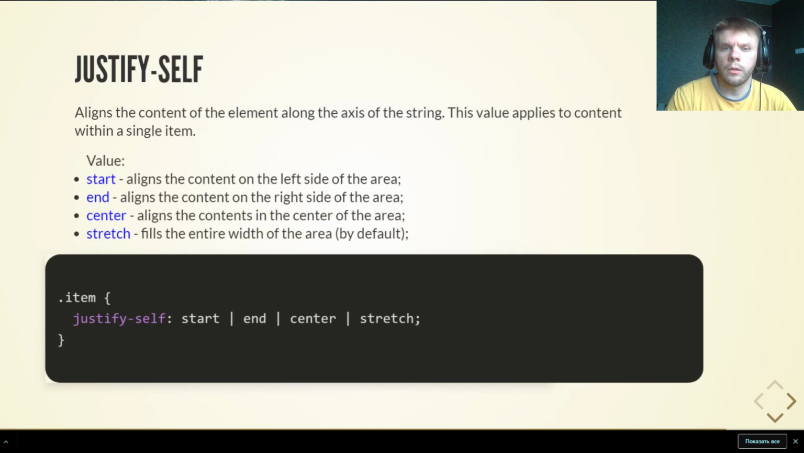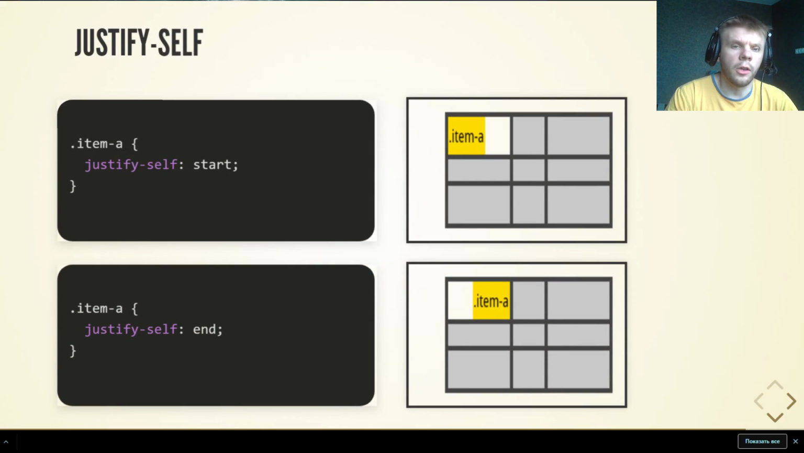So, in the end, we will talk about justify self and align self. Justify self aligns the content of the element along the row axis. This value applies to content within a single item. You can see it here.